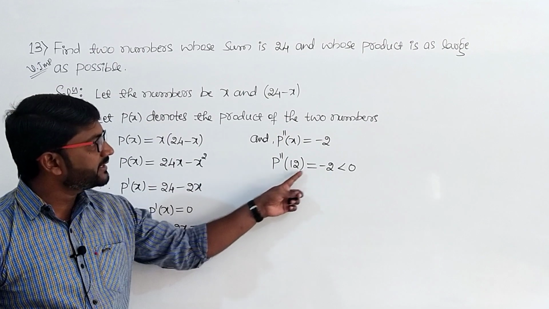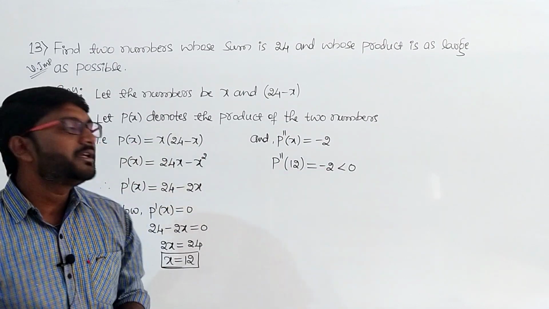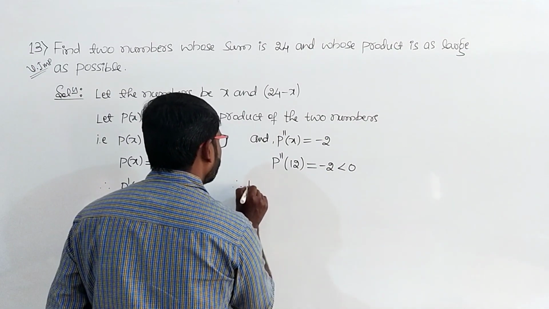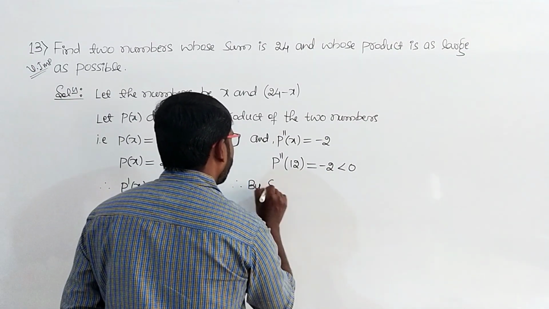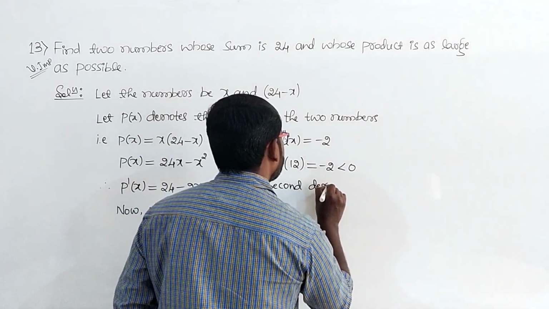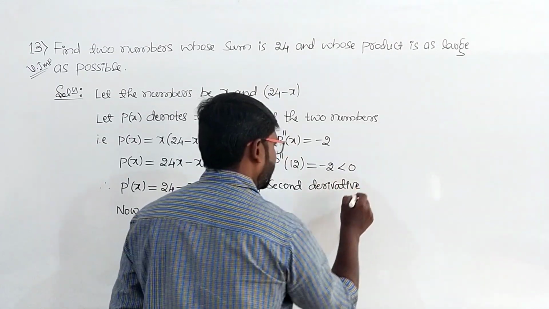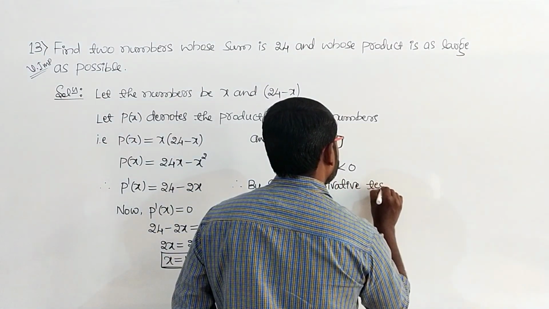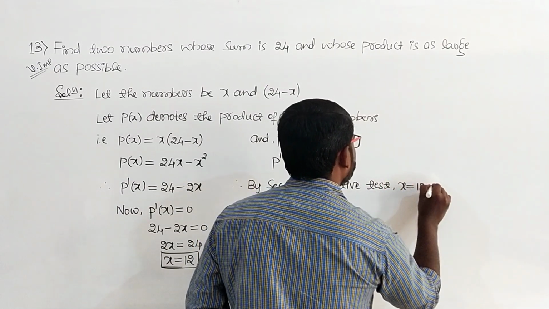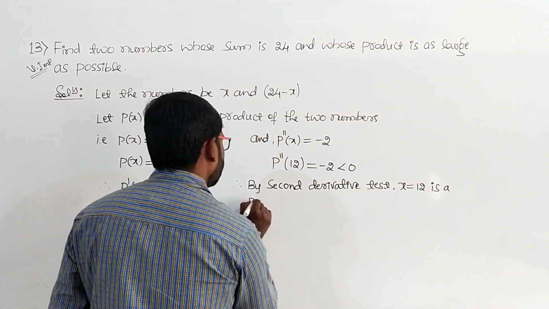If F double dash of c is less than 0, that means x equal to c is a point of local maxima. By the second derivative test, x equal to 12 is a point of local maxima.